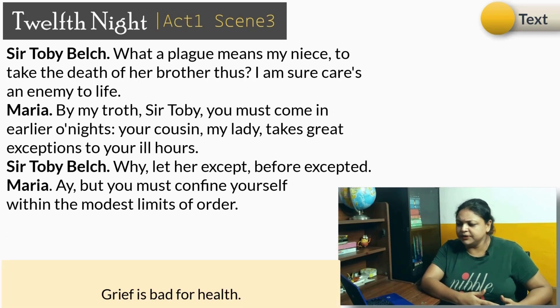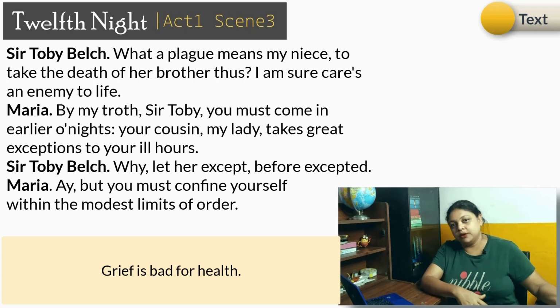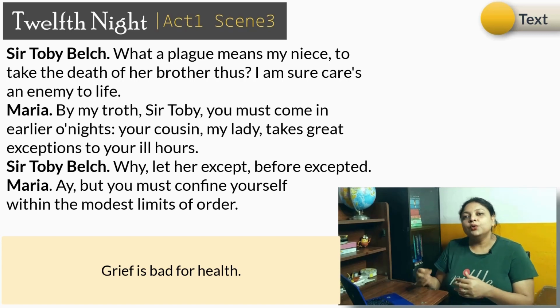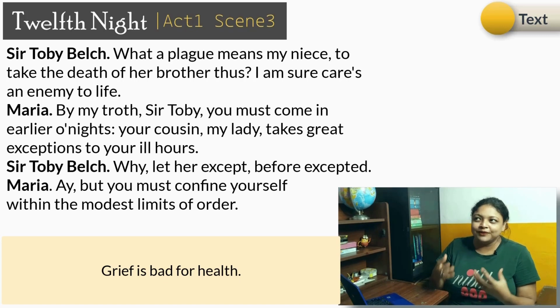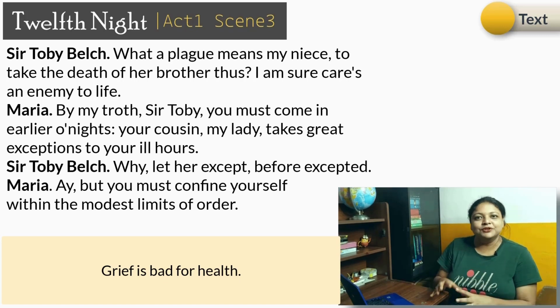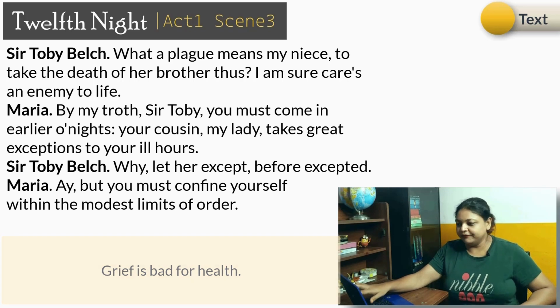I'm sure care is an enemy to life. Care means when you love somebody, when you have concern for somebody, it's said that you have cared for somebody. So because Olivia has cared for her brother, the death of the brother has brought about this kind of sorrow in her life. And therefore Toby feels that when you have love for somebody, it's actually not very good for your life, because once that love is gone, your life is ruined. So Toby says that care is an enemy to life.